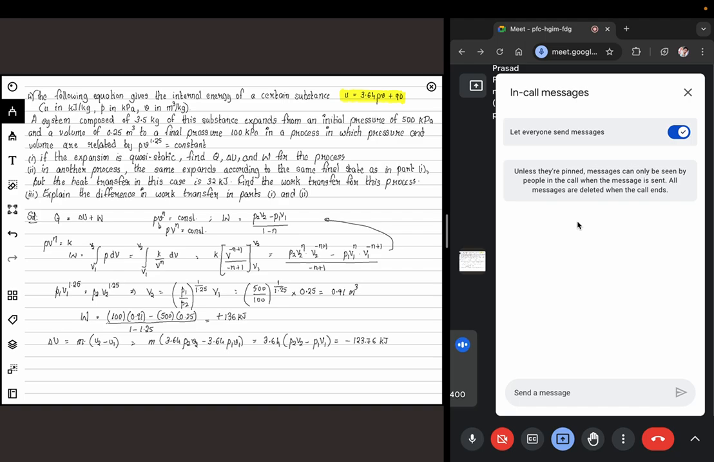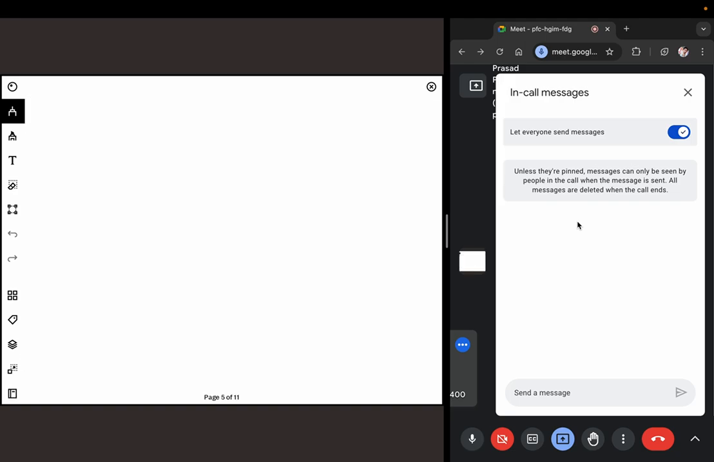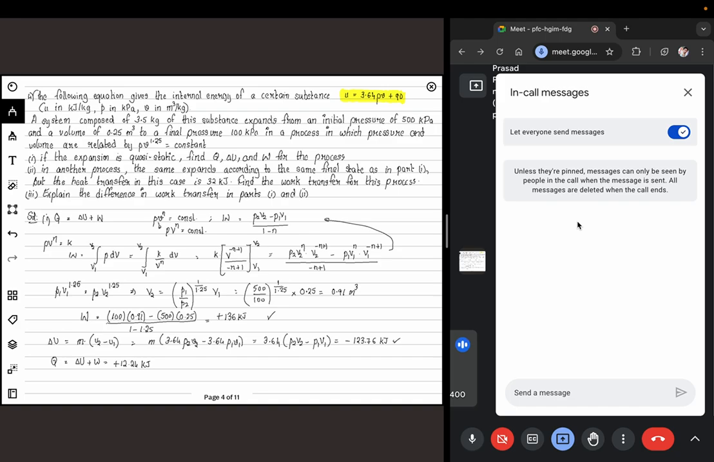So you calculated the work done, and you know the value of the change in internal energy. So we can calculate Q from the first law. Q is delta U plus W. This is for the first part. The second part is in another process.